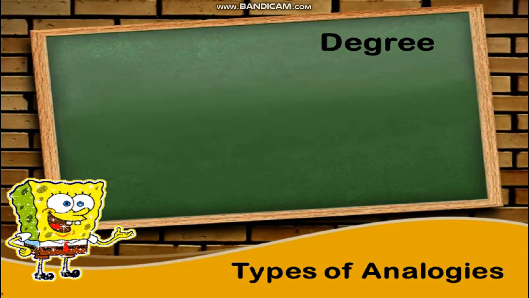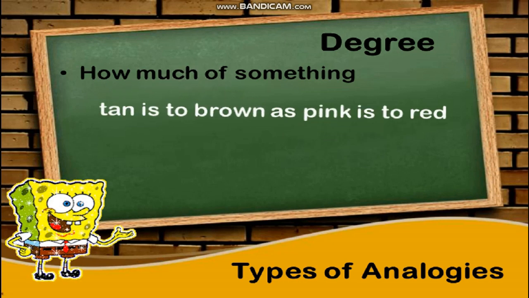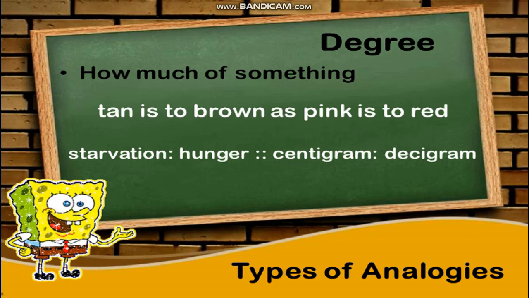Another one, degree. How much of something. Analogies of degree show greater or lesser extent. Example, tan is to brown as pink is to red. Tan becomes brown when the color is deepened or intensified. In the same way, pink becomes red when the color is deepened or intensified. Starvation is to hunger as centigram is to decigram. Starvation is the higher degree of hunger as centigram is higher degree of decigram.